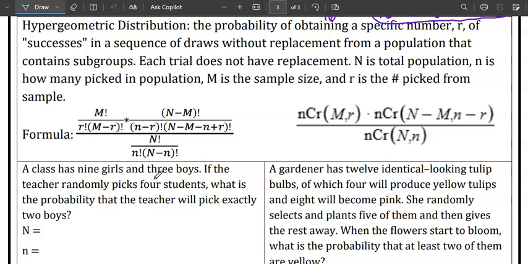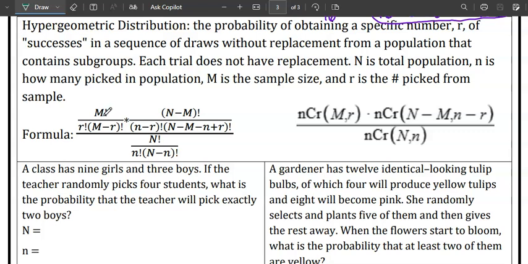Hypergeometric distribution. The probability of obtaining a specific number r of successes in a sequence of draws without replacement from a population that contains subgroups. Each trial does not have replacement. Capital N is the total population. Lowercase n is how many picked in the population. Capital M is the sample size, and R is the number picked from the sample.